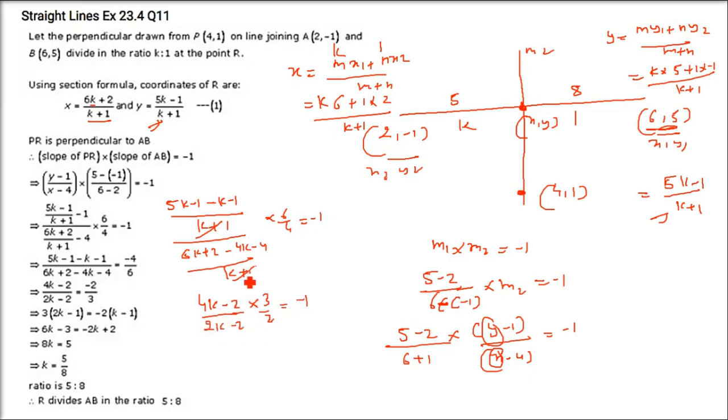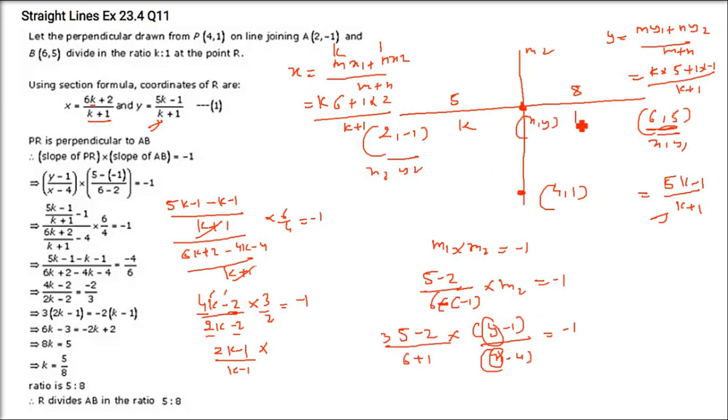equals minus 1. And you can take 2 outside, so it will be easier. I'm taking 2 from these. So (2k minus 1) by (k minus 1) into 3 by 2 equals minus 1.